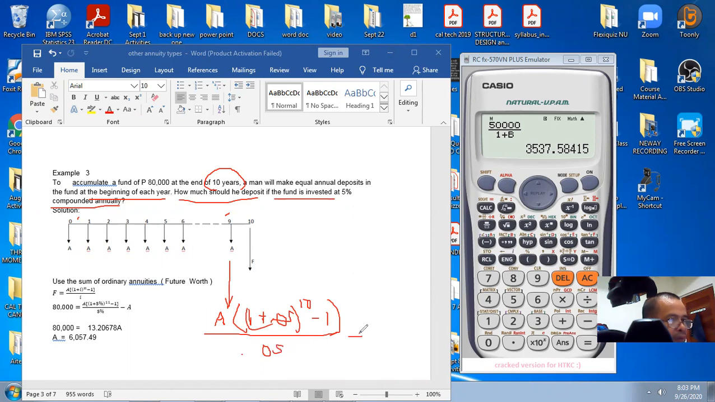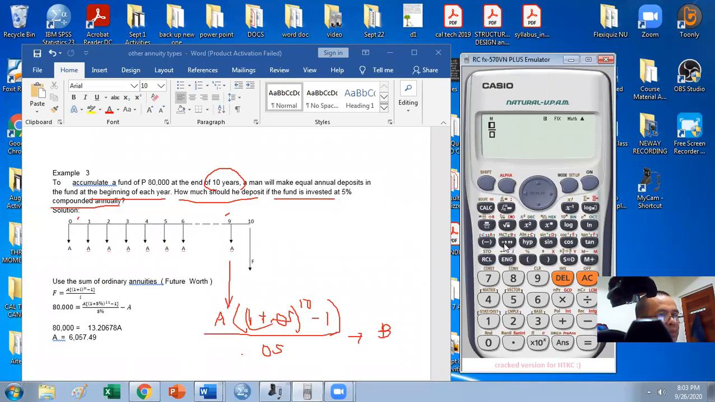Okay, I will restore this result to, let's say, B. So, let's compute. This will be 1.05 to the 10 minus 1 over 0.05. Okay, let me store it to B.